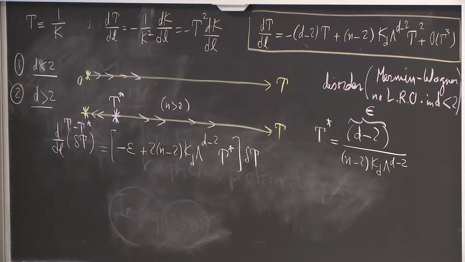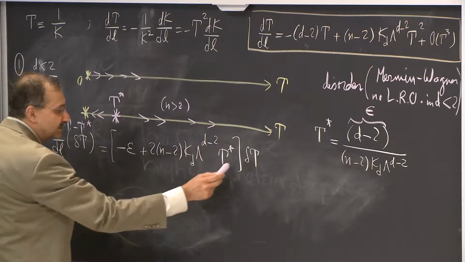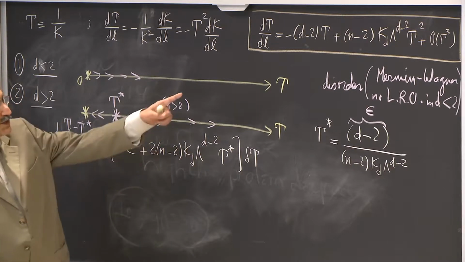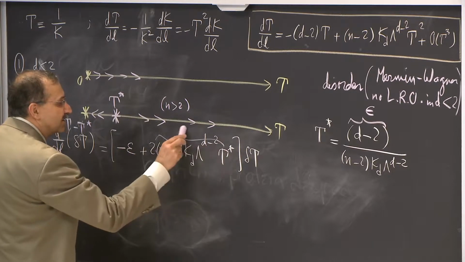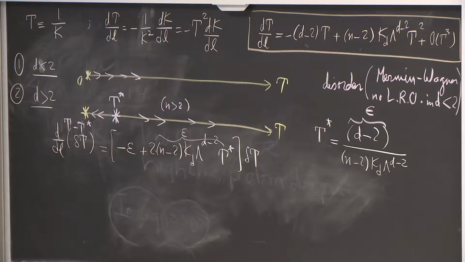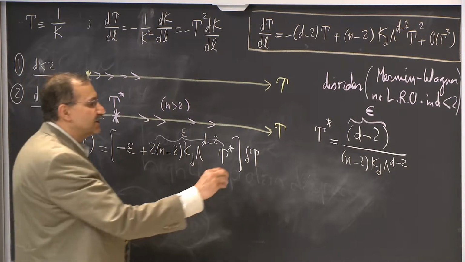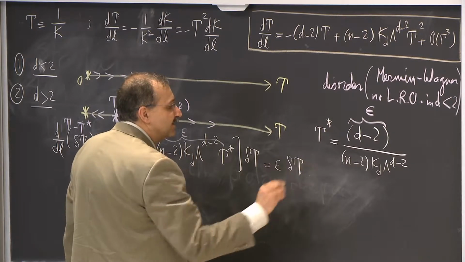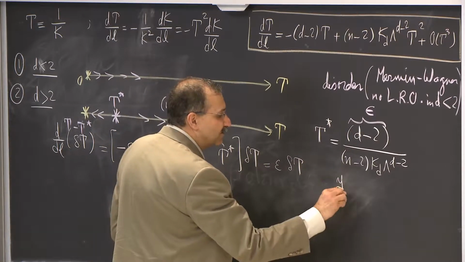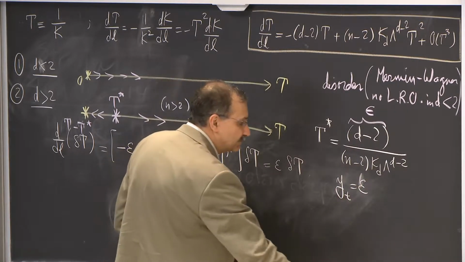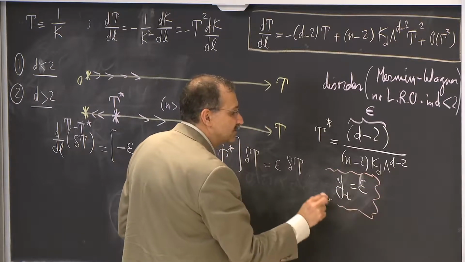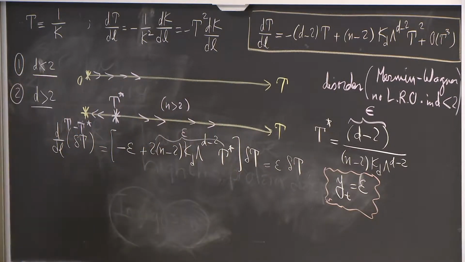I just took the derivative, evaluated at t star, and we can see that this combination is precisely the combination that I have to solve for T star. So this really becomes another factor of epsilon. I have minus epsilon plus 2 epsilon. So this is epsilon delta T. So that tells me that my thermal eigenvalue is epsilon, at this order clearly independent of n.